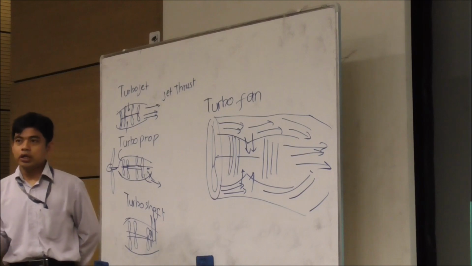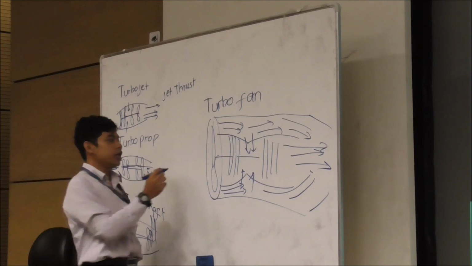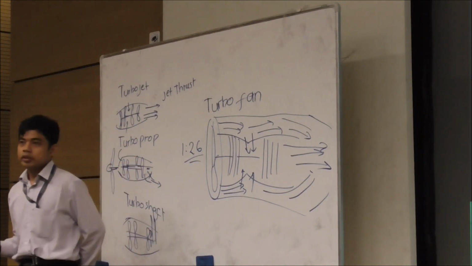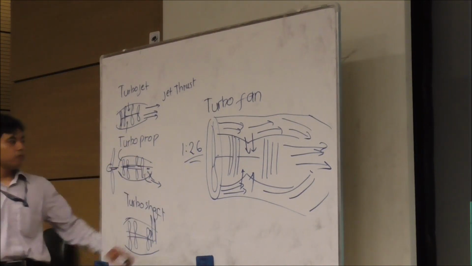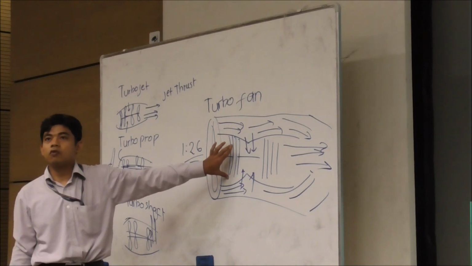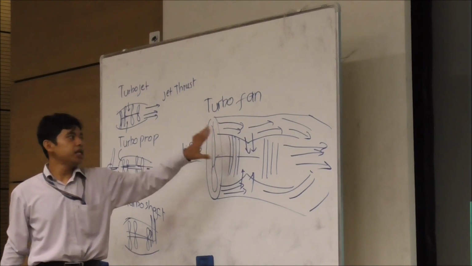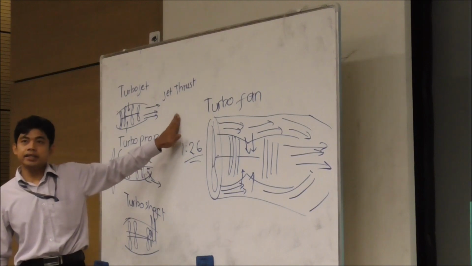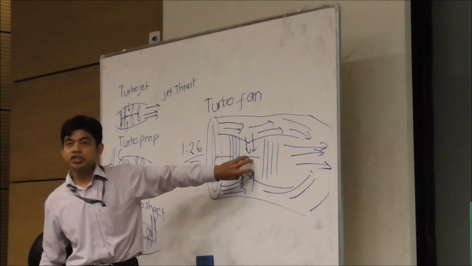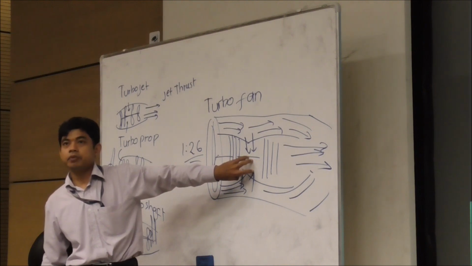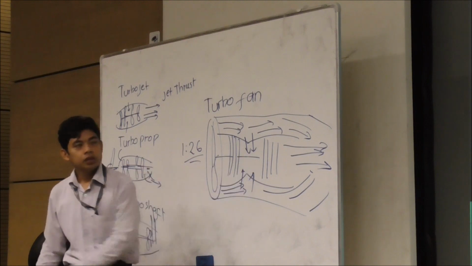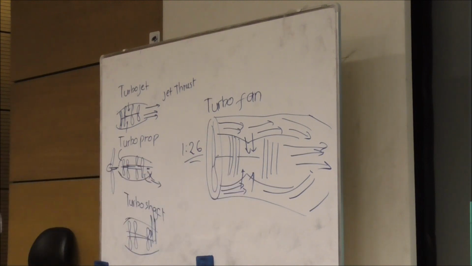Nowadays the bypass ratio is 1:26, and the compression ratio can be as high as 1:46, which means if it is 1 atm here, after the compressor, inside the combustion chamber, it can be 46 atm. Okay. Right? So this is the difference.